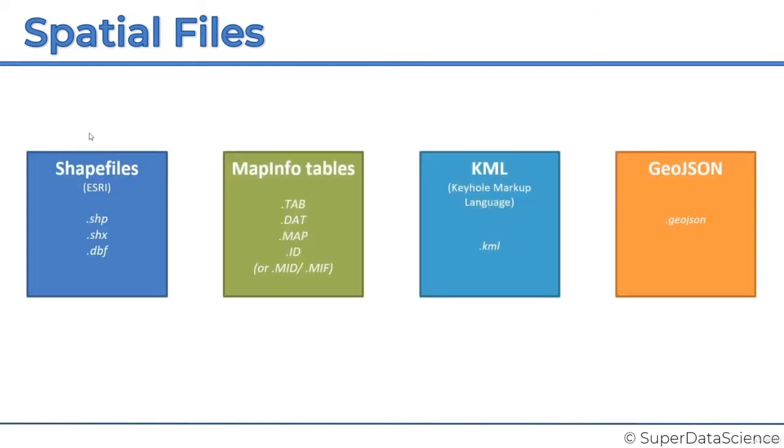Now, we have a similar pattern on the MapInfo tables where we have 4 different file types which are required. There are also a couple of alternative files, and for KML and GeoJSON, we just have 1 required file type to be able to use this within Tableau.